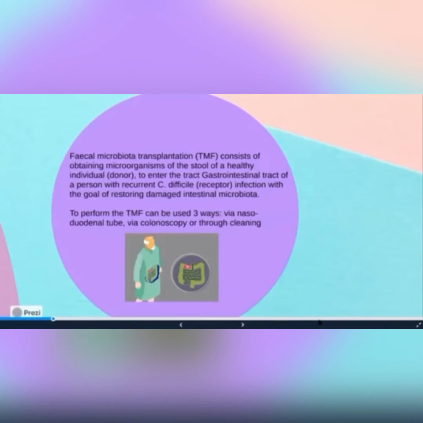Fecal microbiota transplantation, FMT, consists of obtaining microorganisms from the stool of a healthy individual donor to introduce into the gastrointestinal tract of a person with recurrent C. difficile infection, with the goal of restoring damaged intestinal microbiota. To perform the FMT, three ways can be used: via nasoduodenal tube, via colonoscopy, or through enema.